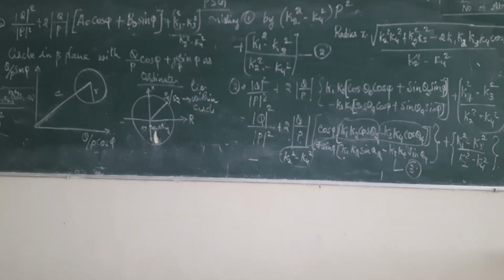Any doubts, students? Radius r, then constant C, the operating point S1 by S2 should be within your circle. Beyond the circle, you say that the relay will not be operating. So this is the representation using your RX diagram. I hope it is clear. So the remaining we'll see in the next class.